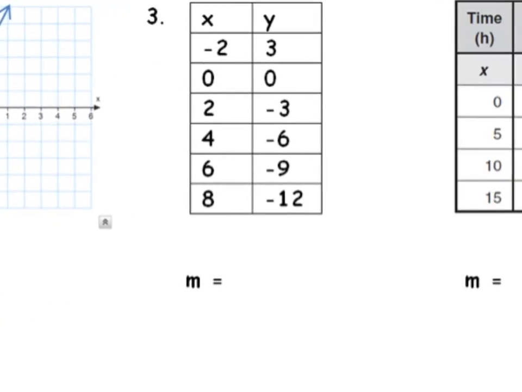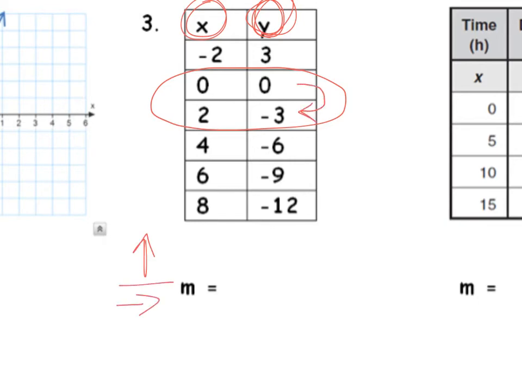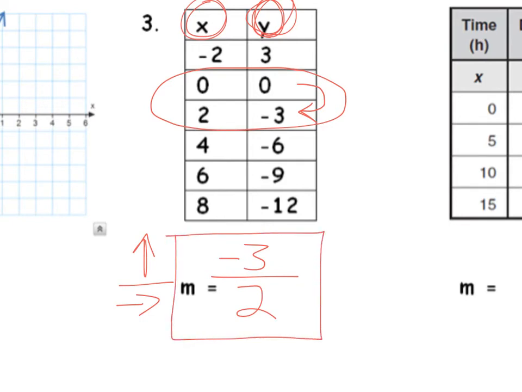Now for the third one, I again have to pick 2 points. But this time, I'm not picking them on a graph, I'm just picking them out of a table. The y value tells us how far up and down things go, and the x value tells us how long it takes to get there. So how much up or down am I going? From 0 to negative 3, I actually have to go down 3, so that's negative 3. How long does it take me to get there? 2 steps. I can't simplify that fraction anymore. That is the slope in this table.